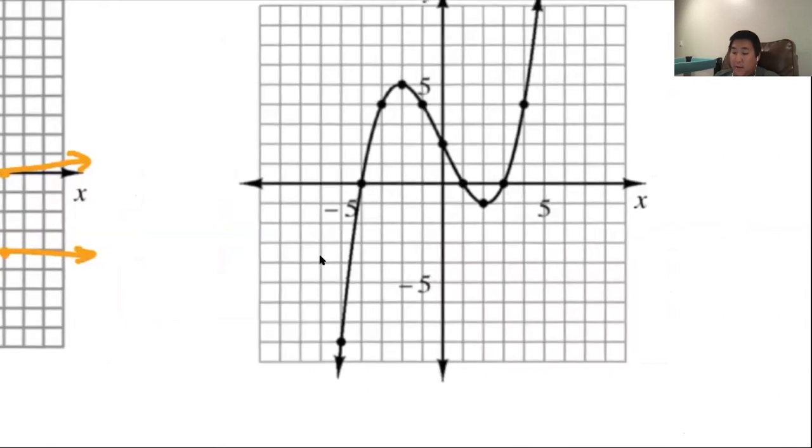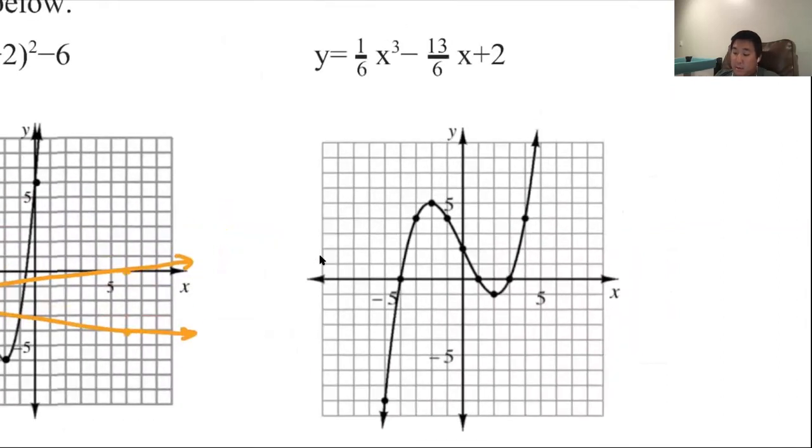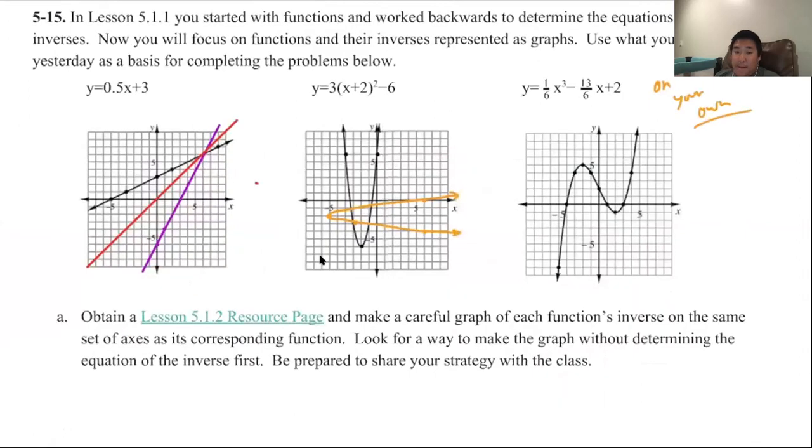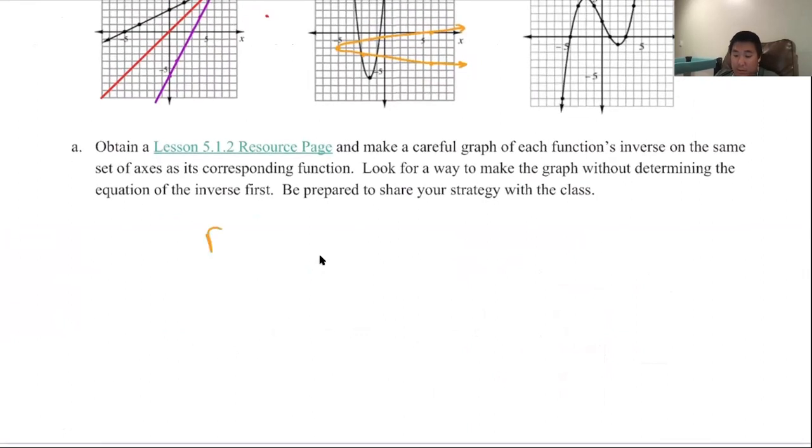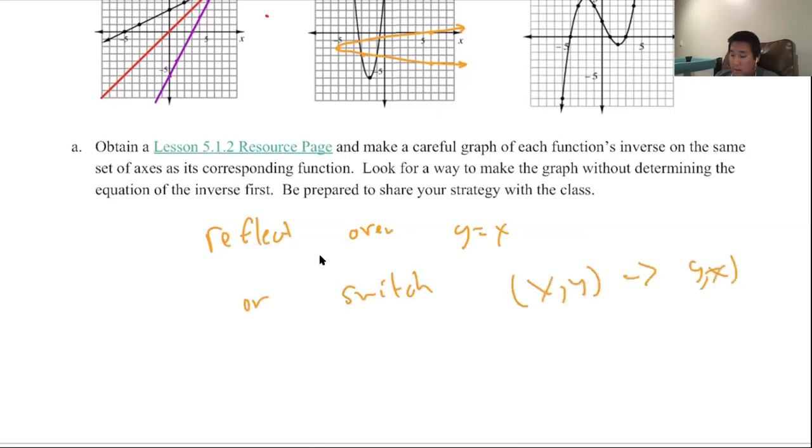This one, I'll let you do on your own. I'm going to check them to make sure you do them. Be careful about graphs where each function is graphed on the same set of axes. Look for a way to make the graph without determining the equation of the inverse first. So you can reflect over y equals x, or switch x and y to be y, x.